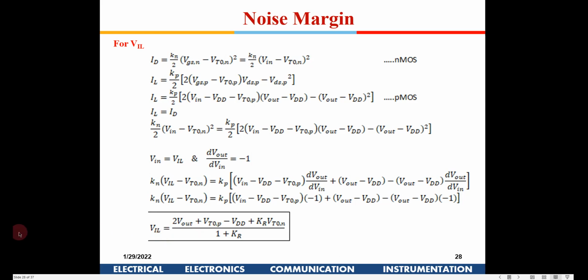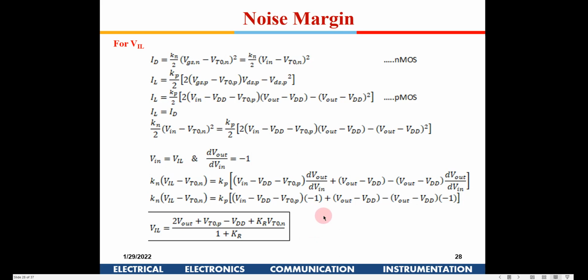L is also a design variable available with us. If need be, we can change W, but generally we keep the length constant in digital circuits and accordingly adjust the value of W.